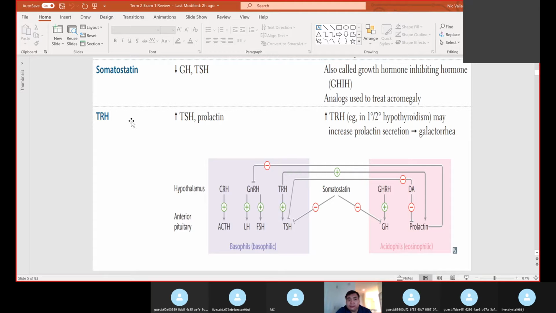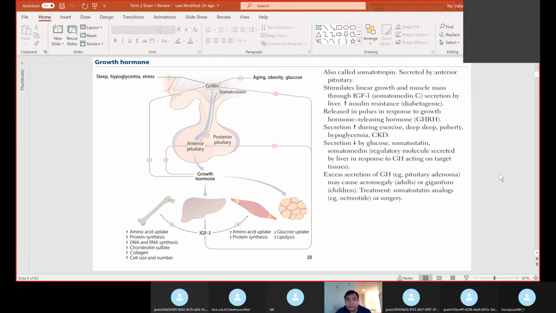TRH, right? What is this? To increase the production of your TSH and prolactin. Don't forget, increased TRH may increase prolactin secretion, which can lead to galactorrhea. And don't forget about the feedback mechanism. How are we going to regulate your hormones? Now, let's look at it closer, right? Growth hormone. Let's look at the picture.